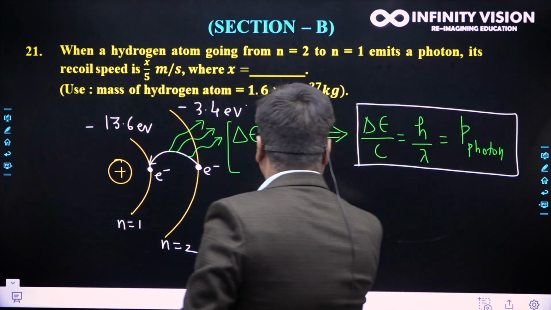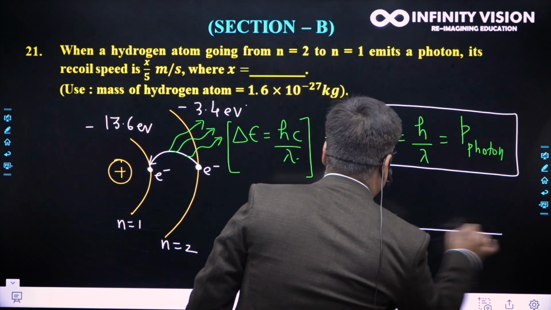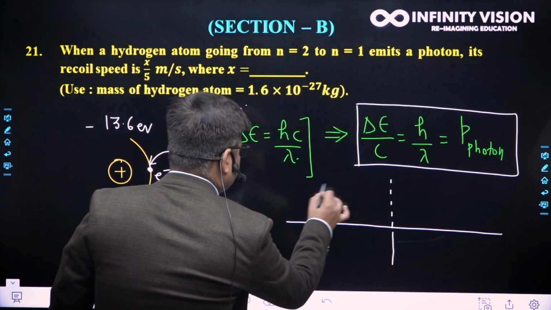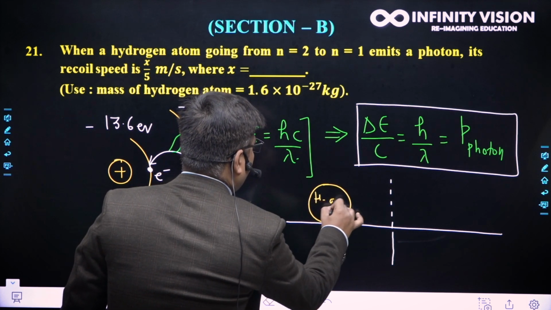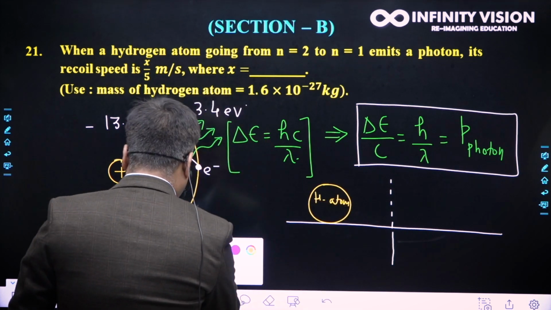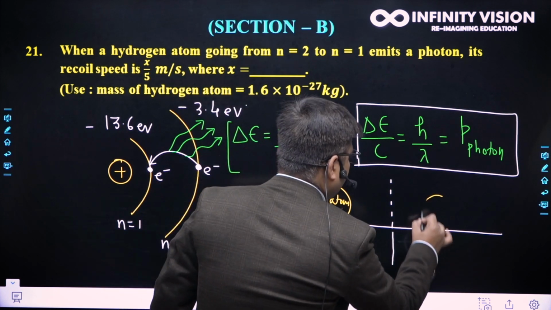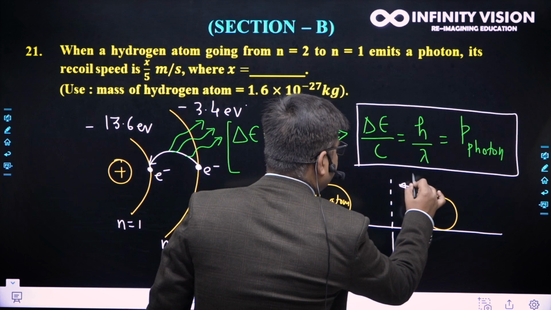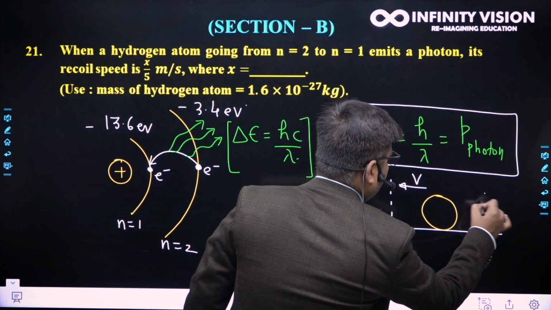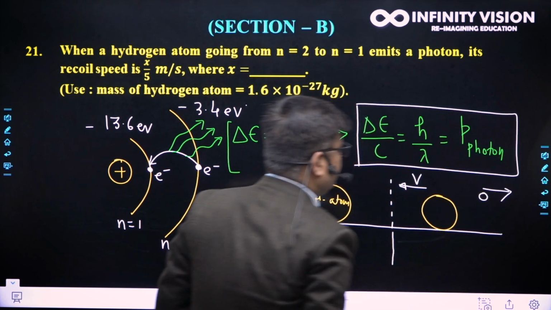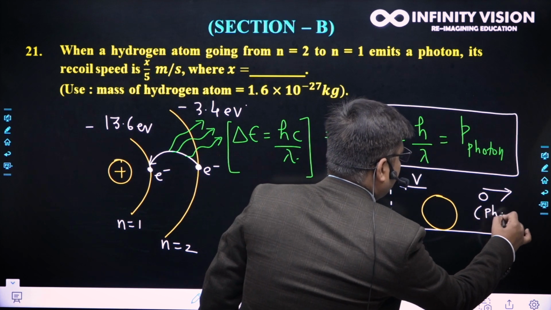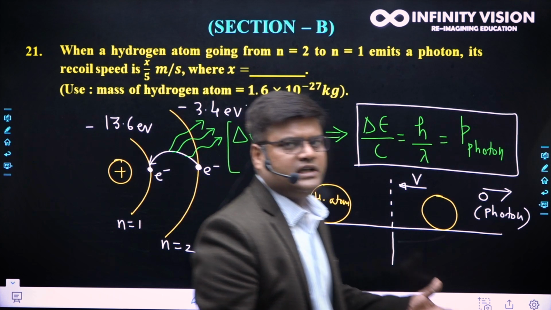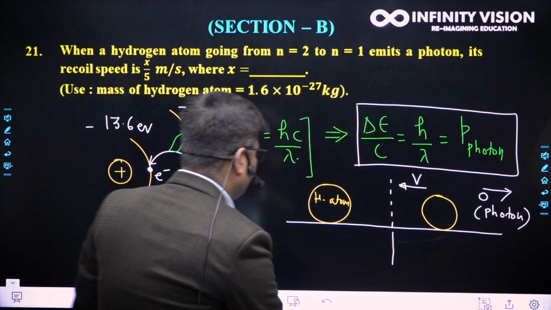Now initially the hydrogen atom is at rest. If we draw a schematic, initially the hydrogen atom was at rest. This is the H atom, and after emitting a photon, let's suppose the hydrogen atom recoils back with speed v, and the photon moves here. This is the photon. Since both the velocities are in opposite directions, the momentum will be conserved.